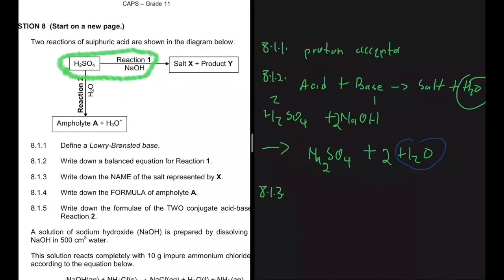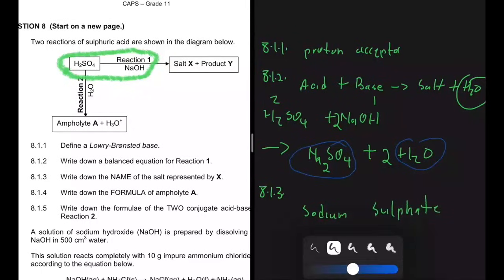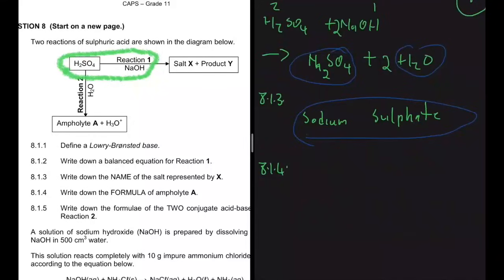So the salt represented by X is Na2SO4. What is Na? We know that Na is sodium, and SO4 is sulfate, right? And that is exactly what the name of our compound is. The name of our salt is sodium sulfate, right? But it's not all the time that you just take the names of the different elements and just call it that. And then 8.1.4 says, write down the formula of ampholyte A.